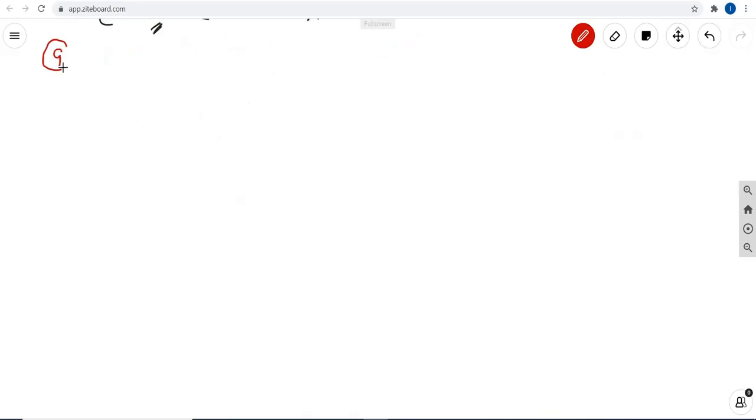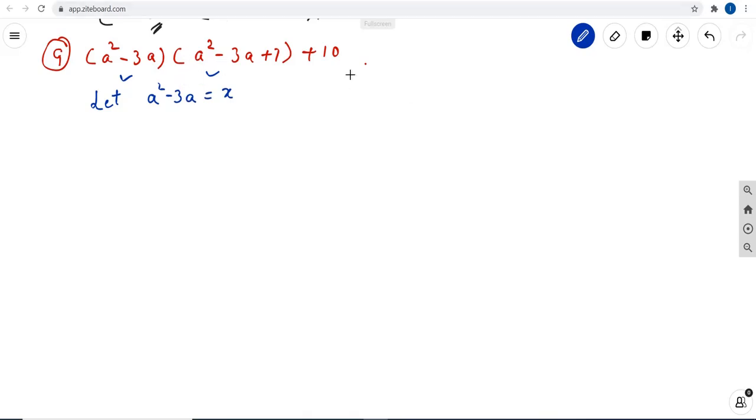So next problem number 9 is given: minus 3a, open the bracket, a square minus 3a plus 7, okay, plus. Now if you see this problem, this term and this term are the same. So what we can do here to solve this problem, let a square minus 3a be x. Now I'm going to substitute this in the above equation, so this becomes x into x plus 7.